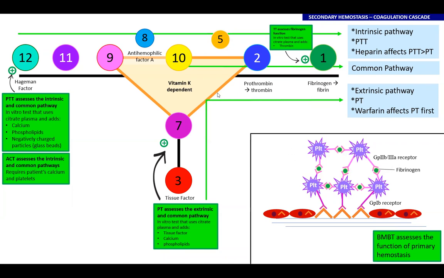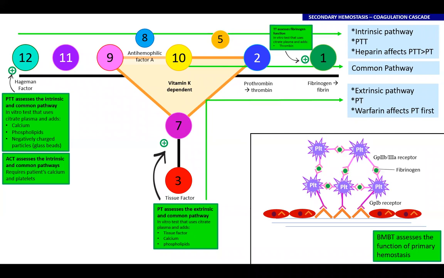The one additional thing is with factor 1, where if you have a factor 1 deficiency or abnormal factor 1 that doesn't function properly, then you will also have a prolonged thrombin time. So our thrombin time gives our sample all the thrombin that it could possibly need to convert fibrinogen to fibrin. So the only reason that that would take longer is if you did not have enough fibrinogen or your fibrinogen was not functional. So thrombin time only assesses fibrinogen.